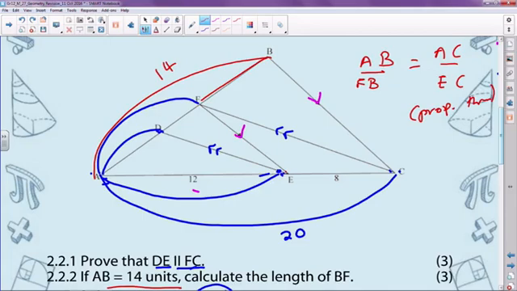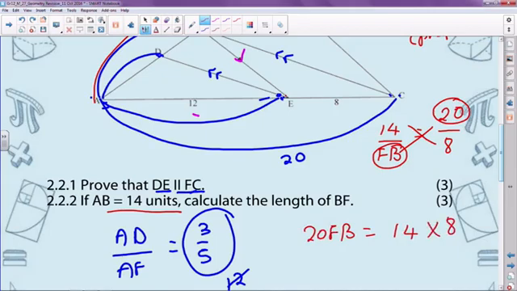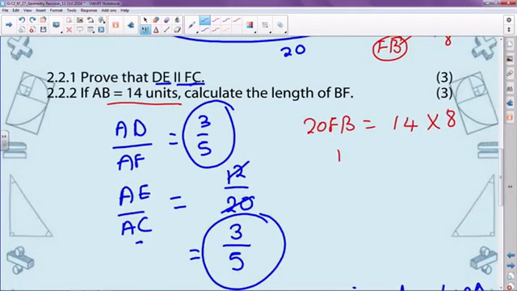We've got some values that we can put in there. AB is 14, so I can replace AB with 14. And AC is 20. EC is 8. So that means I've got a little equation now that I can solve. So you can cross multiply. That's where you multiply the numerator on the other side of the equation with the denominator on the left-hand side. So we get 20 times FB is equal to 14 times 8. All right, and then we'll divide both sides by 20 to get the length FB.